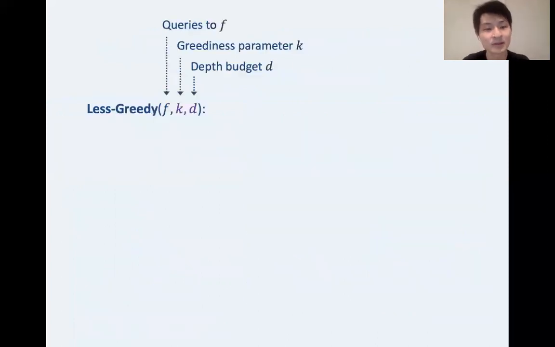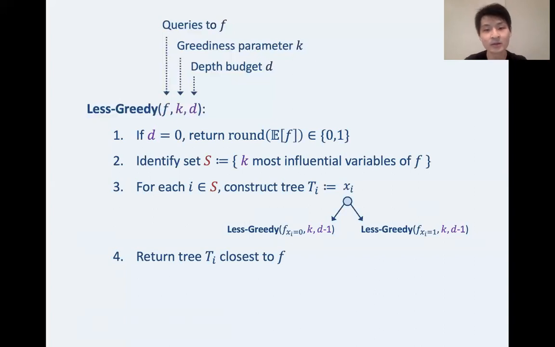Now let's get to the details of the algorithm, the pseudocode of our procedure, which we call the less greedy procedure. It has query access to this function f, and we have a specified greediness parameter k that determines how many variables, or how many choices, we have at each step. We also have this depth budget d, so we'll only grow a tree up to depth d. If the budget is 0, we have to return a constant function, so it's just a majority vote.